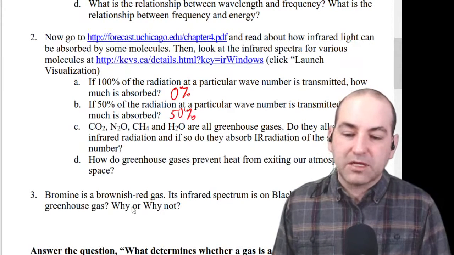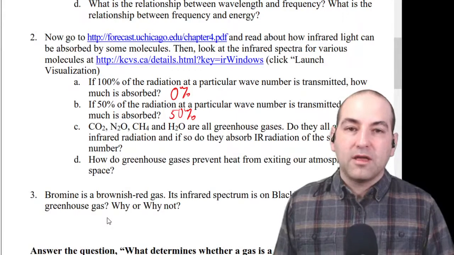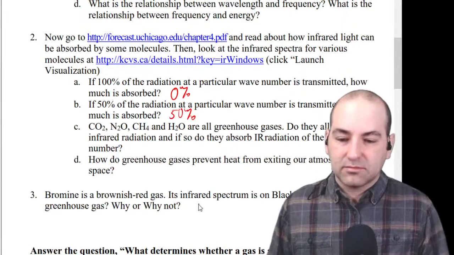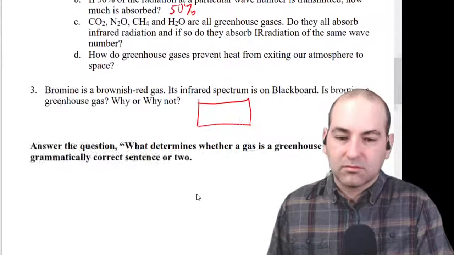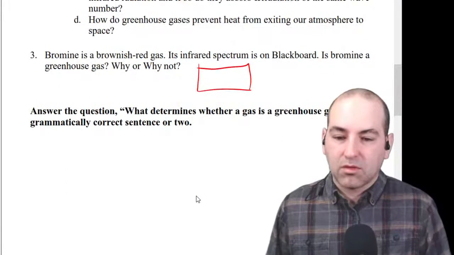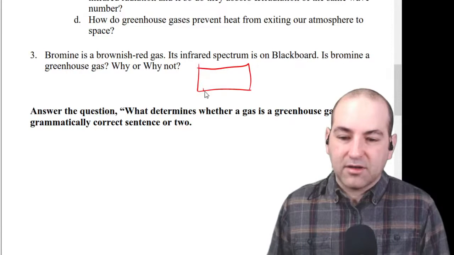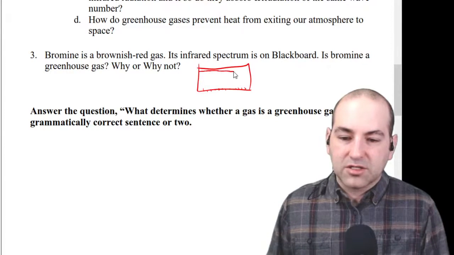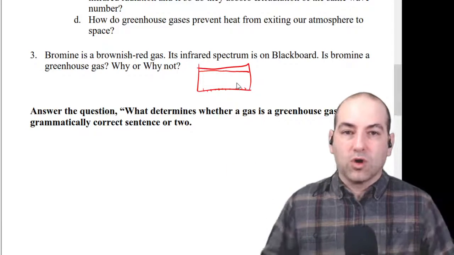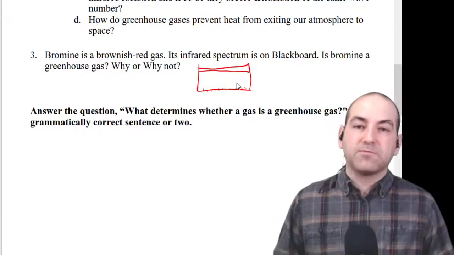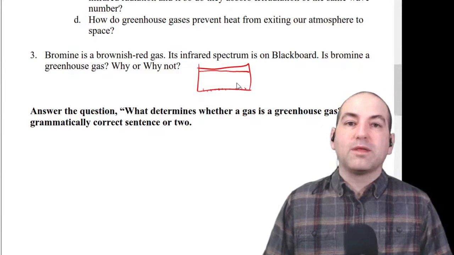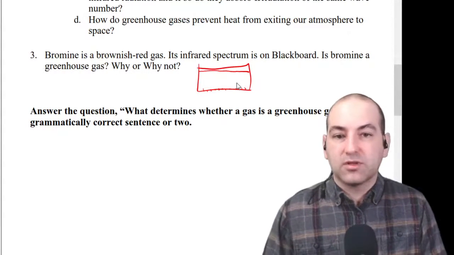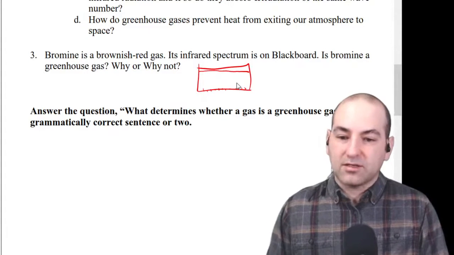All right, the infrared spectrum of bromine gas that you see on Blackboard just looks like a straight line. If this is the graph and you've got your wave numbers here, all you see is just a straight line going across. There's no absorption of infrared light there. So that's an indication that bromine probably can't act as a greenhouse gas. And that's true with oxygen, that's true with nitrogen, it's true with many things, ozone.